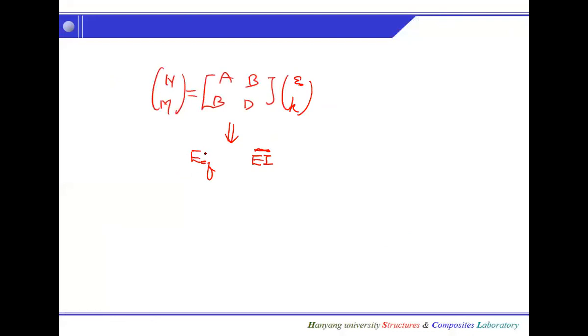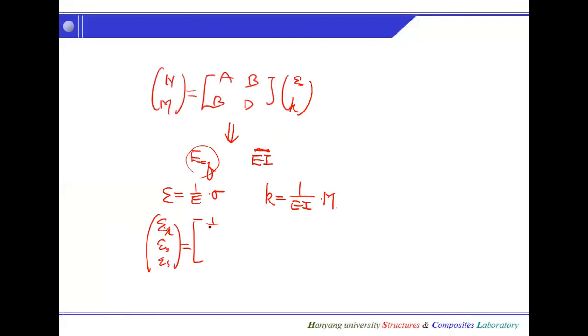Now, for the equivalent, we need to understand the definition of Young's modulus. We have to keep that in mind. These are the definitions of Young's modulus, and these are the definitions of the curvatures, EI and moment. Why? Because we need to know epsilon 1, x, y and s, and this is always 1 over E, this is how we define Young's modulus, right?